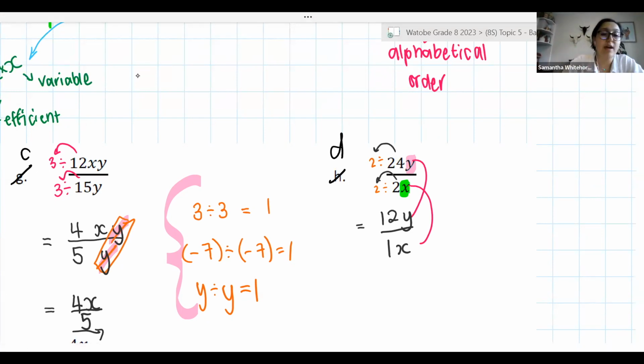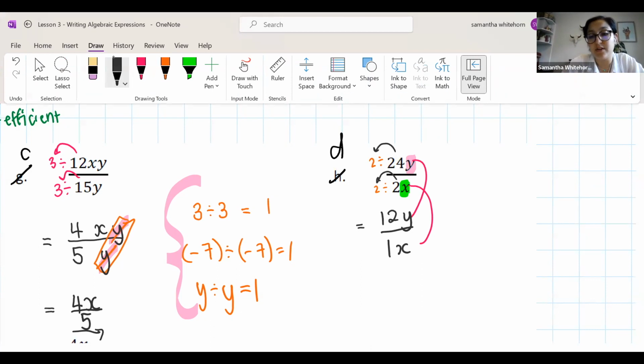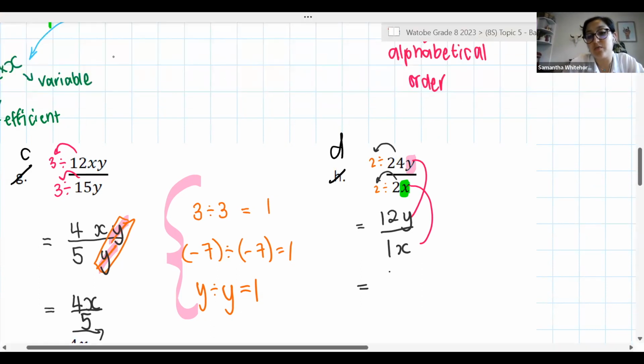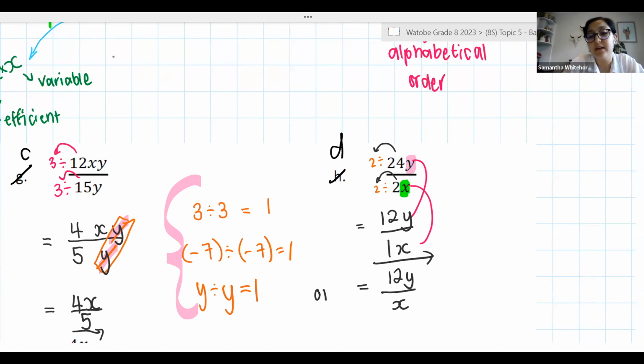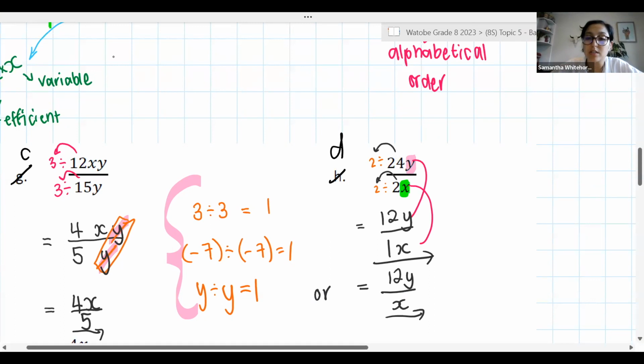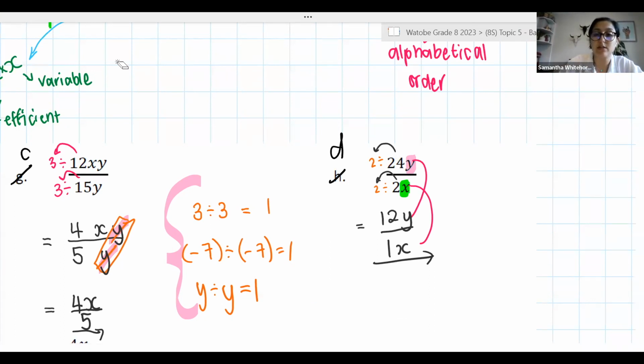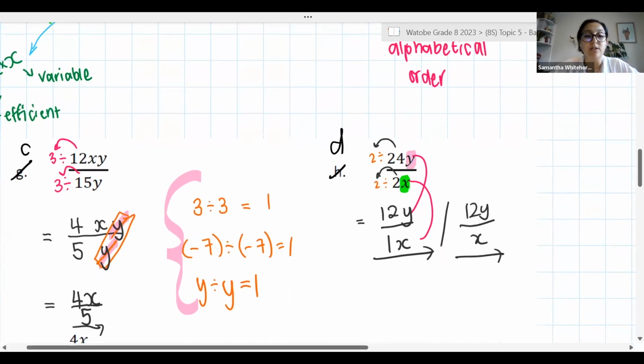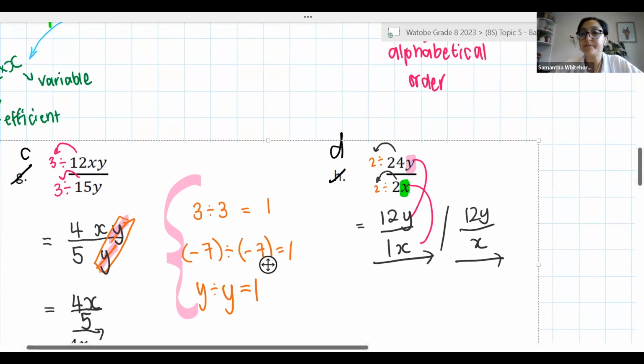Now, you don't have to write the 1 in front of the x. So if you wrote this as 12y over x, that is also absolutely fine. Either one I'd be happy with. Either one I'd give you full marks for. That looks a bit weird. So let me just not do that. So either 12y over 1x or 12y over x. Either way, absolutely fine. Right, so I'm going to let you take a screenshot there.